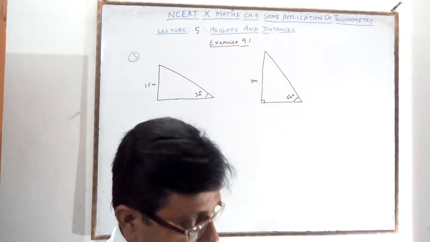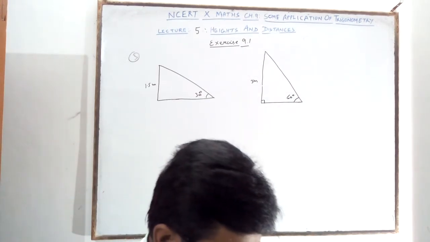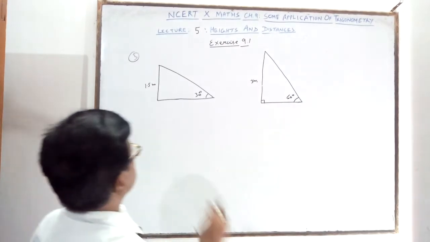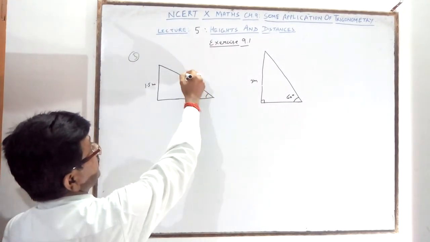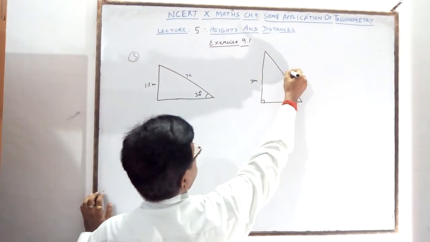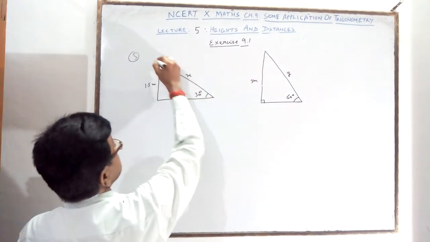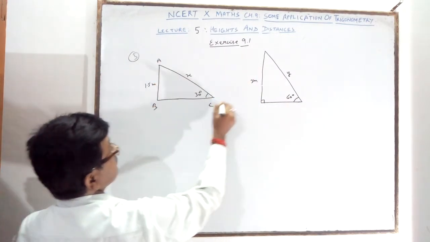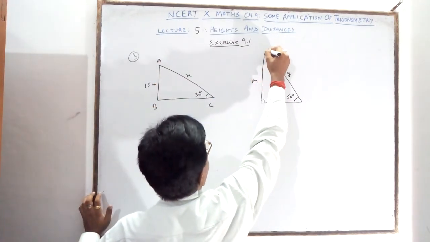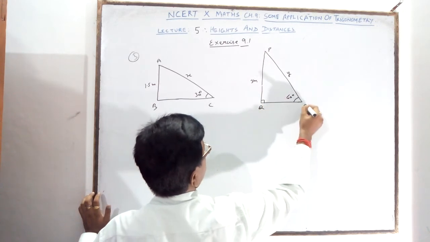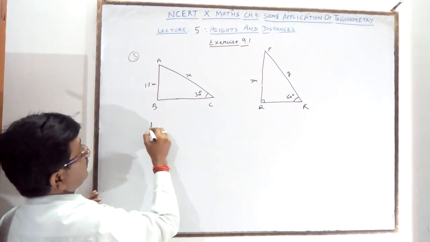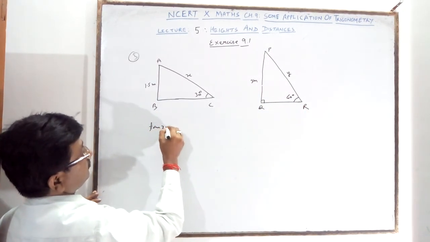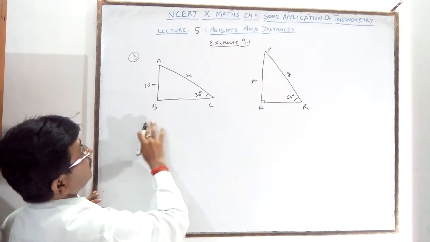Length of the slide means what you want to find out? The length of the slide means this, here this and here this. 2 triangles: A, B, C and P, Q, R. In this triangle, not tan 30, because you want to find out this.